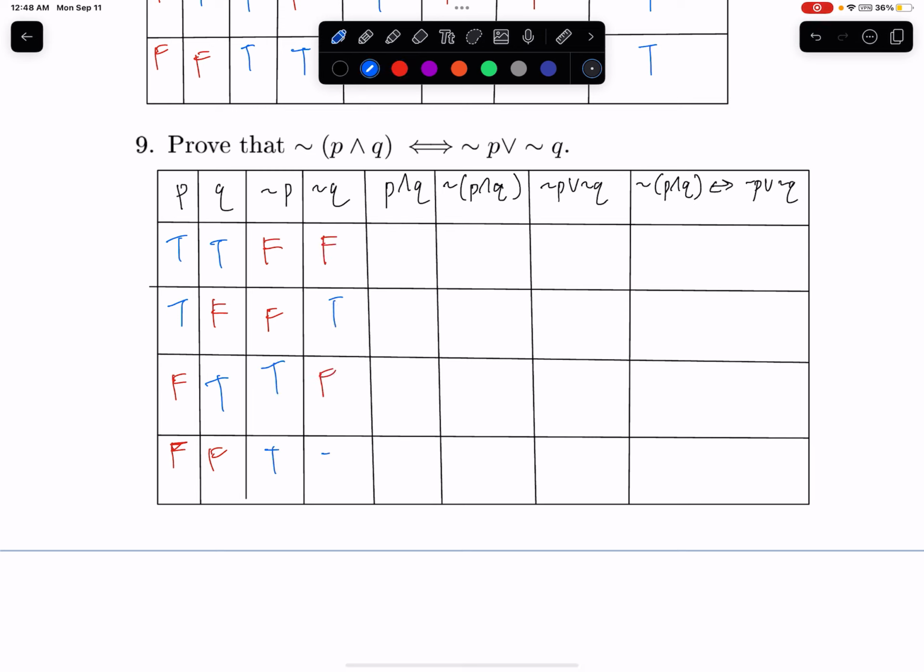And then P and Q, something we've seen before. It's true when they're both true. False otherwise, when there's a false somewhere. So that's going to be true, false, false, false. And then the reverse of that is going to be false, true, true, true.